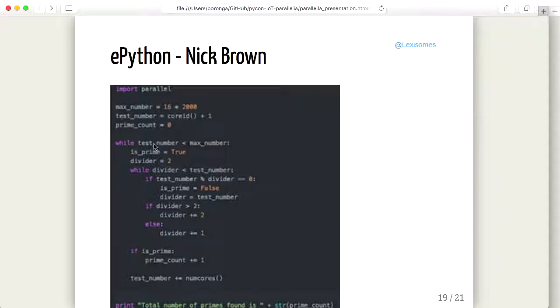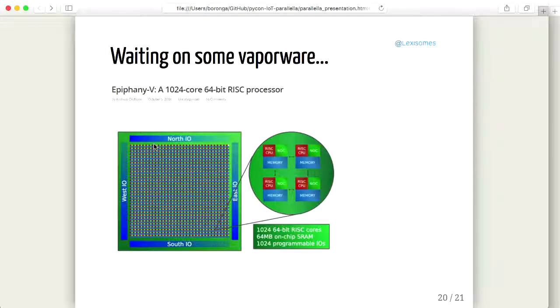So I thought, well, why don't I sit on this? Because Adapteva announced that they had a 1,024 core chip coming along, which made the news headlines in the IT world back in October last year. The Epiphany V stands for 5, not vaporware. That was just my little take on this.